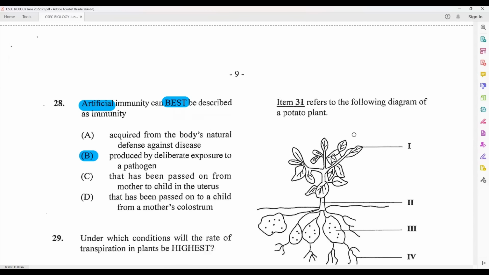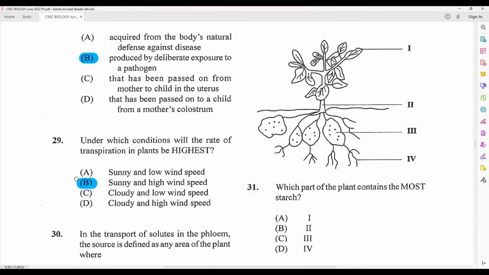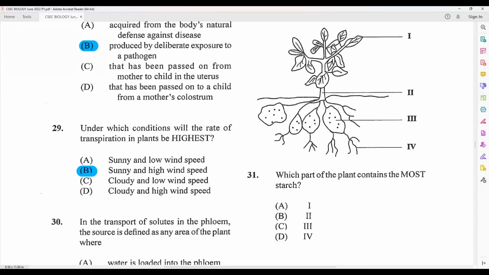Question 31 refers to the following diagram of a potato plant. Which part of the plant contains the most starch? "Most" is the capitalized word there. And that will be, if this is a potato plant, as they said it is, C, because you're accustomed to eating potatoes, which are a starchy food.